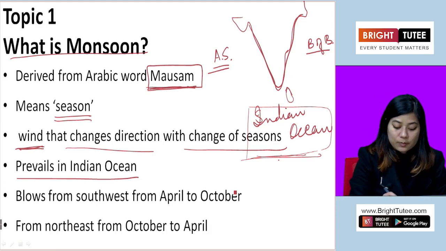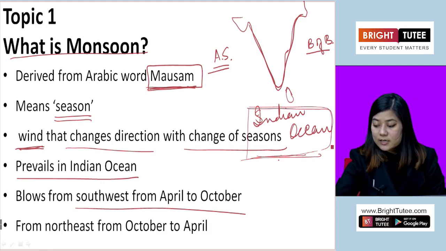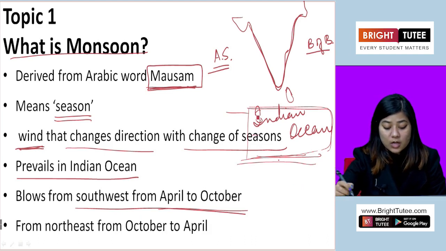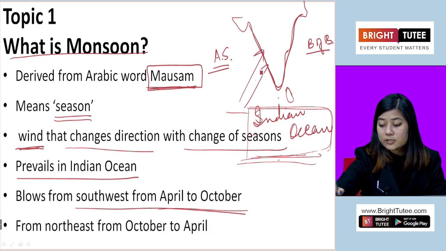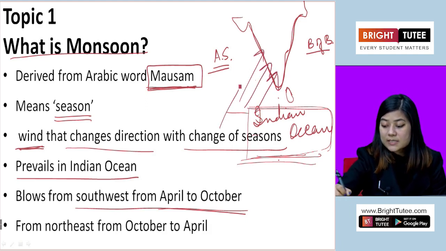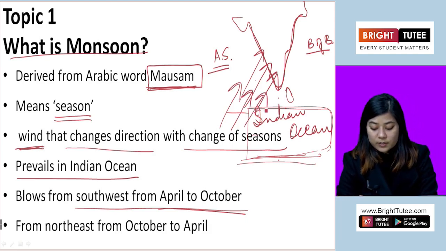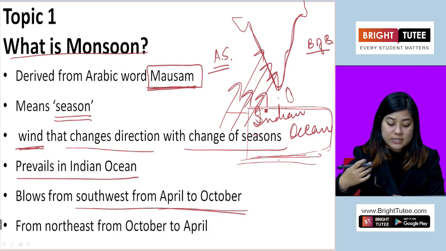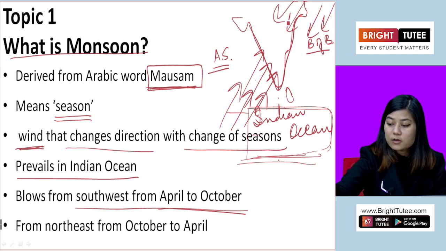Now this wind blows from southwest from April to October. So the wind is basically here in the Indian Ocean, this area. From April to October every year, that wind blows from southwest. So if this is south, then southwest is this direction. So it blows from this direction. Alright, and from northeast from October to April. And from October to April again, it blows from the opposite direction, which is the northeast. So it blows from this direction.